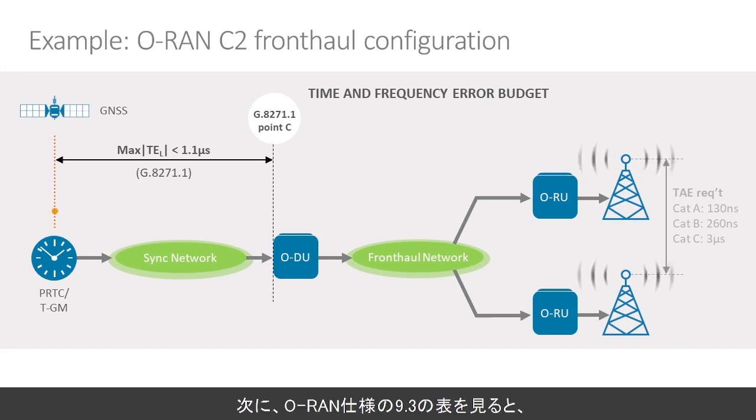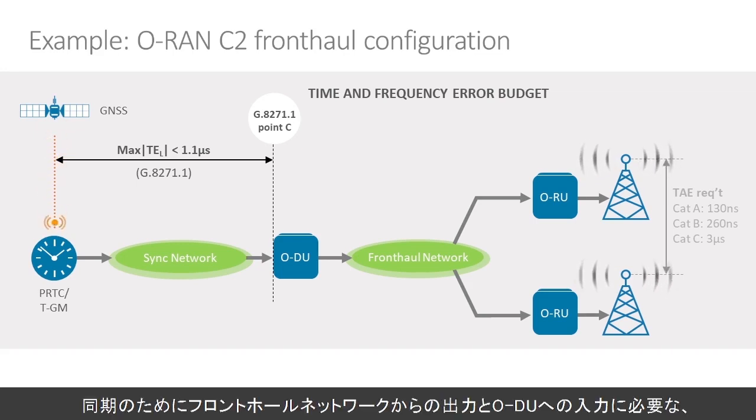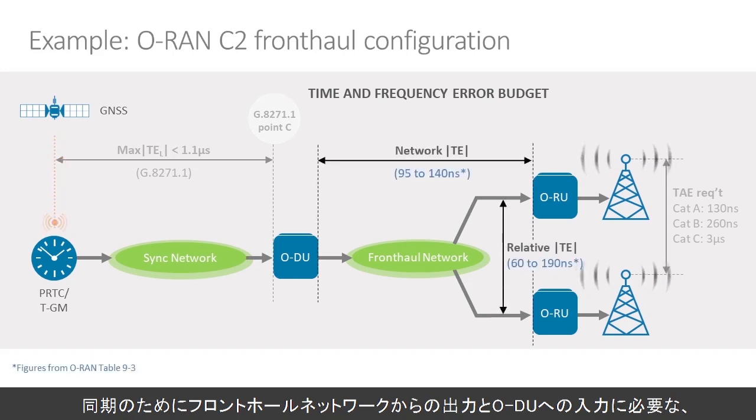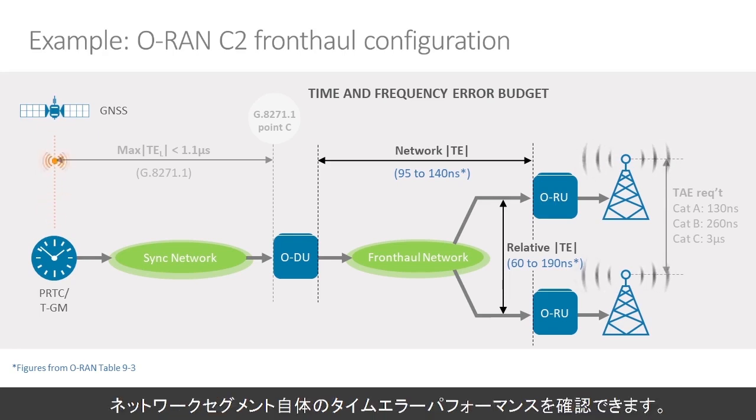Then if we take a look at table 9.3 from the ORAN specifications for synchronization, we can see the relative time error performance which is needed on the output from the fronthaul network and the input to the ORU, and also the performance that's required for that fronthaul network segment itself.